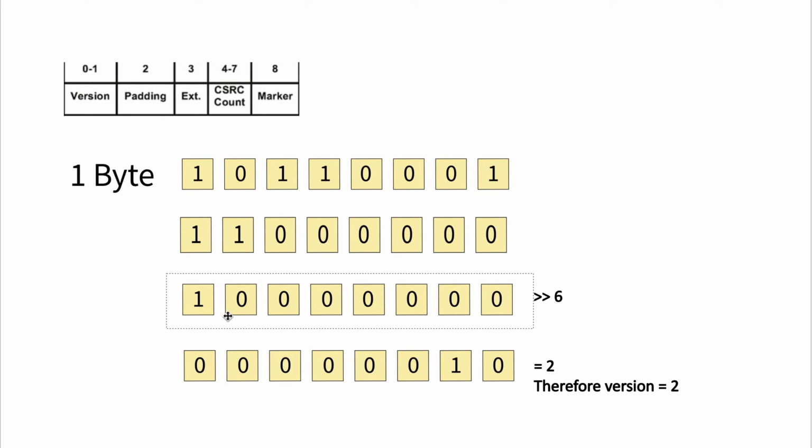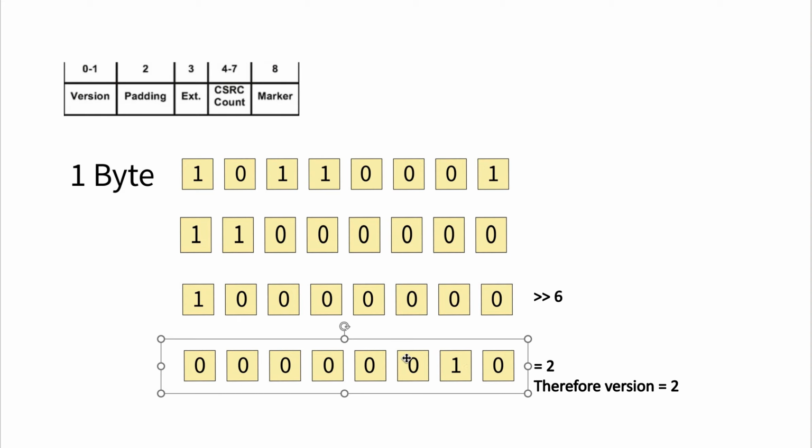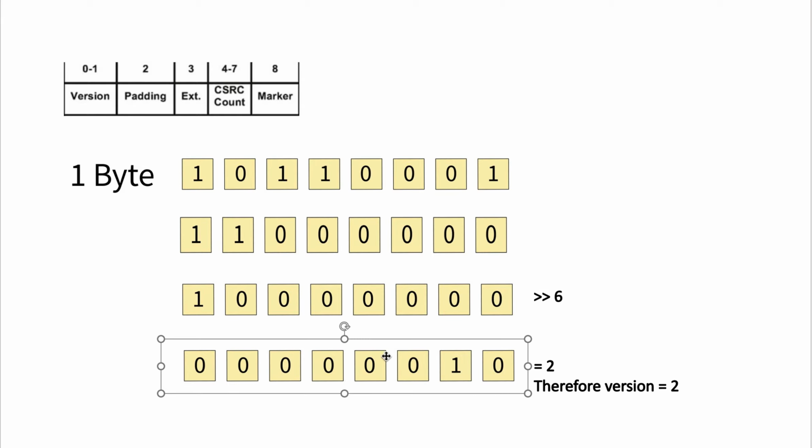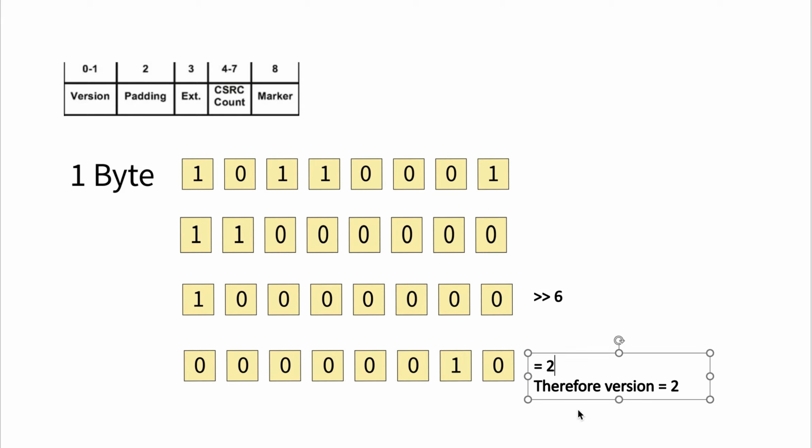These are the only two important bits we want, right? What we're going to do is right shift this by 6. When we right shift this by 6, this is our output, right? So basically it must be from left to right. We are doing this kind of operation here. After this, we know this is the equivalent value of 2, right? So therefore the version is 2.